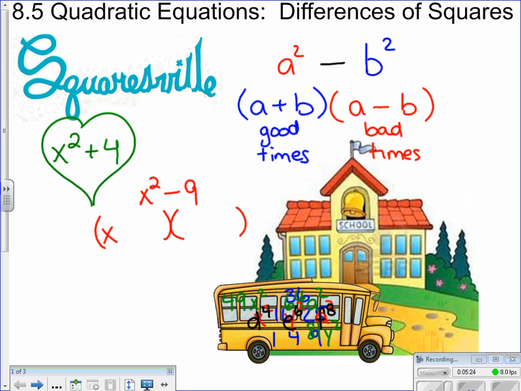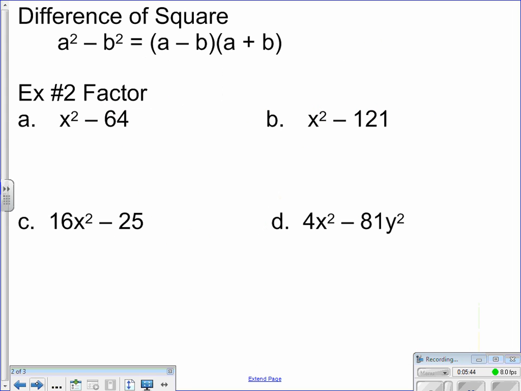x and x, 9 is a negative 9 and a positive 9. The bad times and the good times. So only difference of squares can be factored. If it's a sum, you leave it alone because it's prime. All right, here are some examples on the next slide. All of these are unhappy couples and need to be broken up. So above is the formula, and here are some of the examples. If you'd like to pause here and try these, this is a good time.